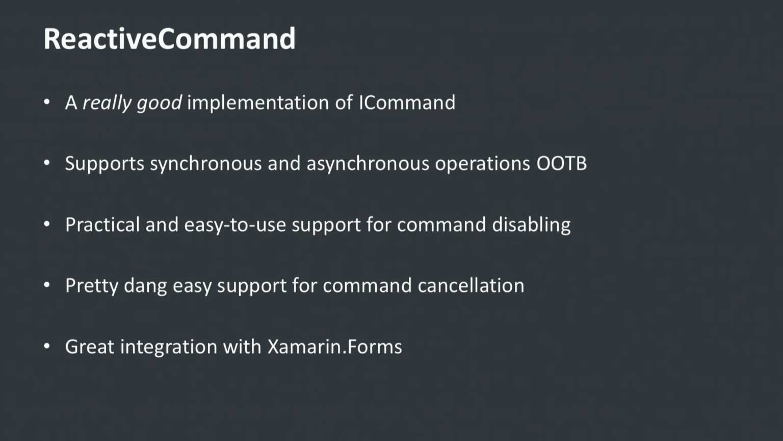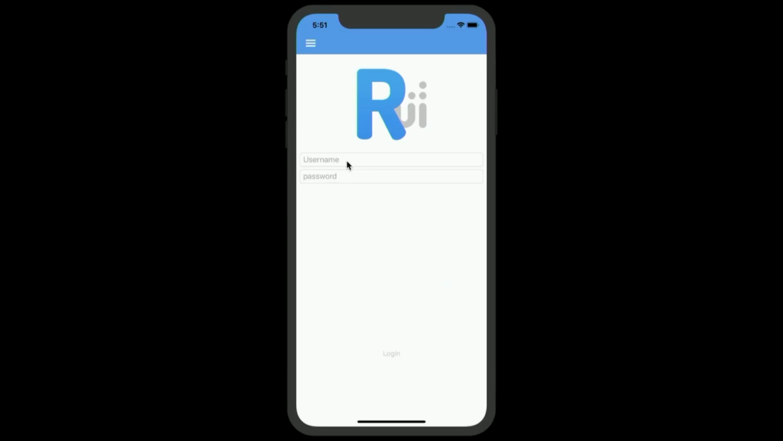So if I'm doing a long-running process, maybe I'm calling an API, and midway through my user wants to cancel that, we've got pretty easy operators just to shut down those operations. And it works just totally fine with Xamarin.Forms. It implements ICommand at the end of the day, and it just bakes right into Forms super easily there. So let's take a look at just a quick application that I wrote up.